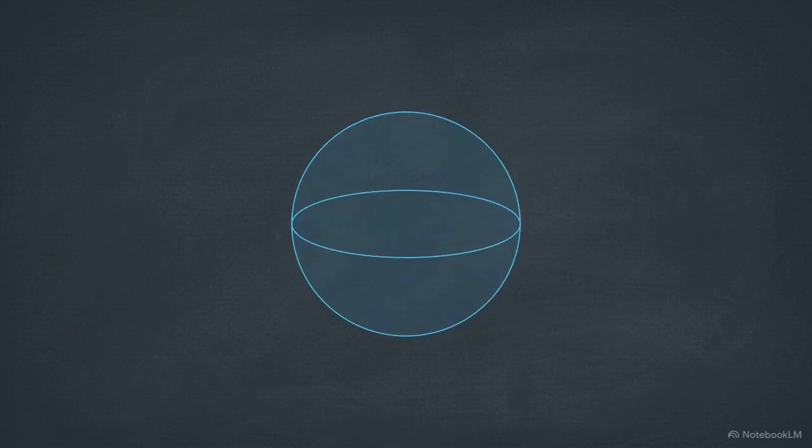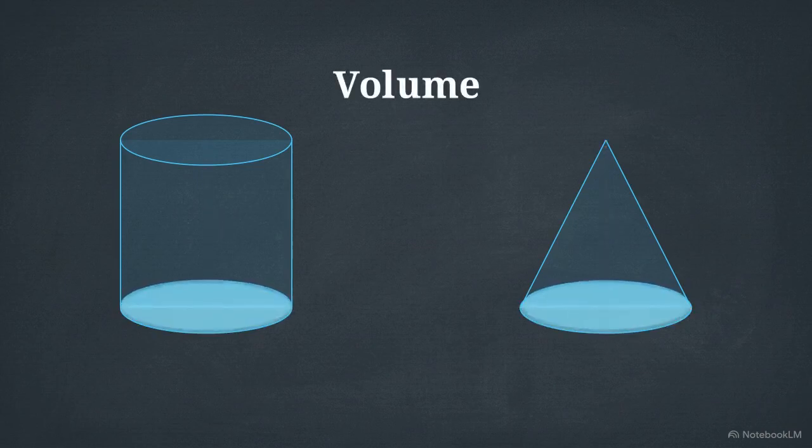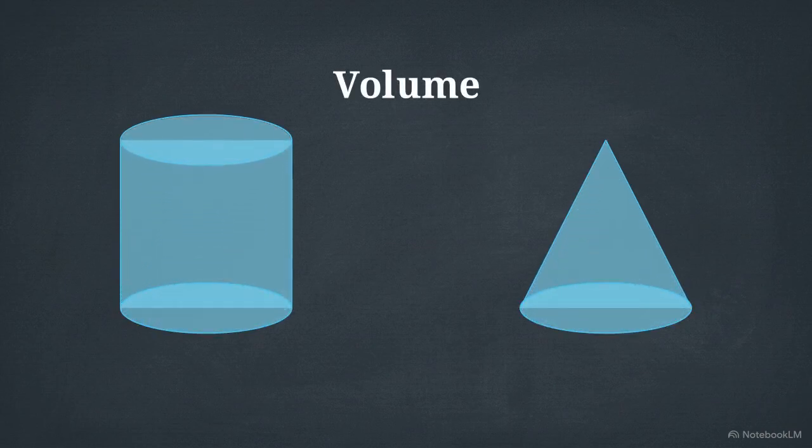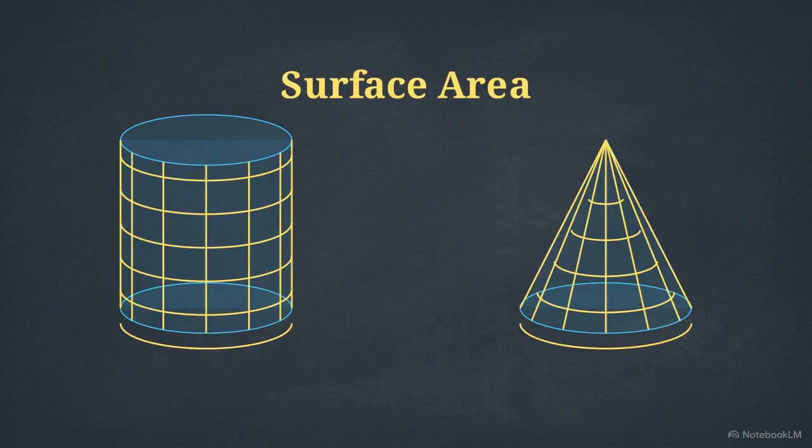These complex shapes all rely on two core measurements: the radius across the base and the perpendicular height running right down the middle. We analyze them in two ways. The amount of space inside, the liquid required to fill them up, is the volume. The wrapping paper needed to cover the outside is the surface area.